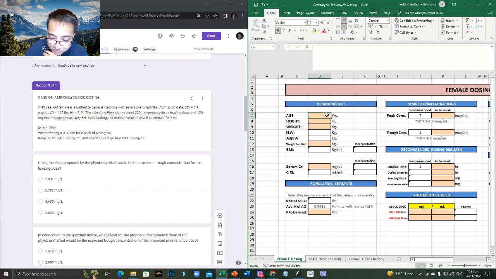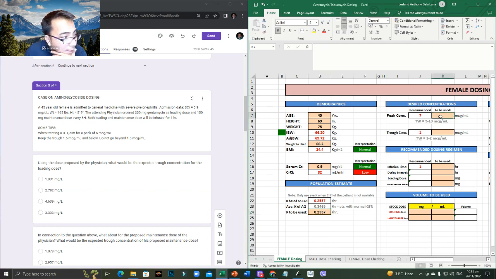Okay, so the age of our patient is 45 years old. Height is 69 inches. Weight in kilograms is 165 divided by 2.2, which I think is 75 kilograms. Based on our Excel sheet, we will use the adjusted body weight, which is 66.2. Then our serum creatinine is 0.9 milligrams per deciliter. Alright, so the creatinine clearance of our patient is quite low for her. Then, class, our elimination rate constant, K, will be 0.2557.